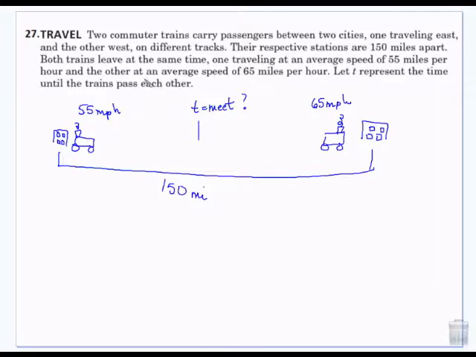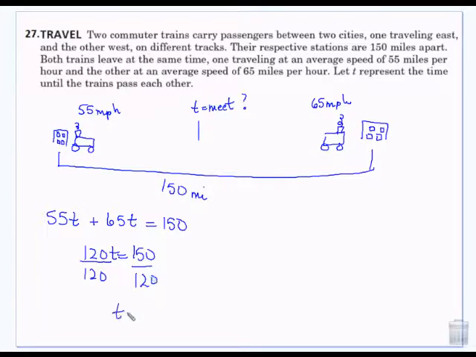Okay, so they're going to go a total of 150 miles, right? So the rate times time of train 1 plus the rate times time of train 2 is going to equal 150 miles. Does that make sense? The 2 trains together will total 150 miles. So I have 55t plus 65t. Okay, divide by 120. That's 1.25 hours.